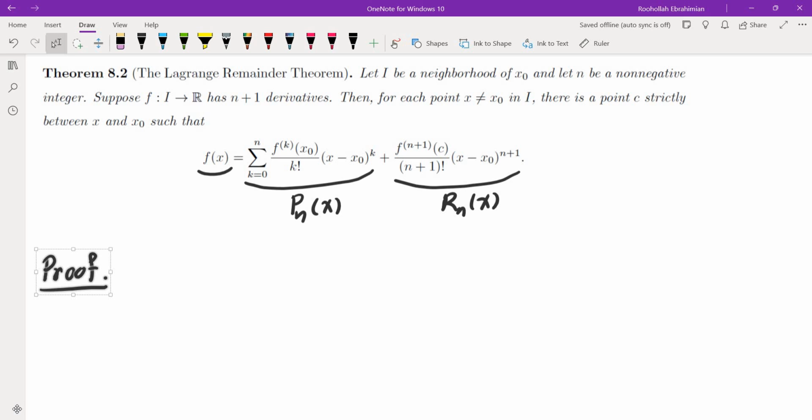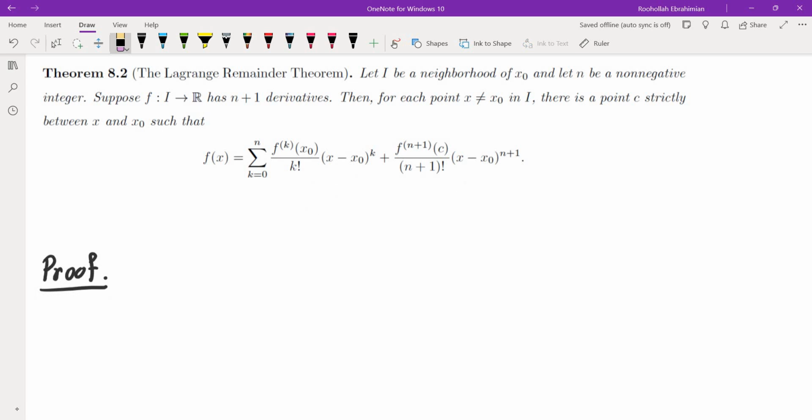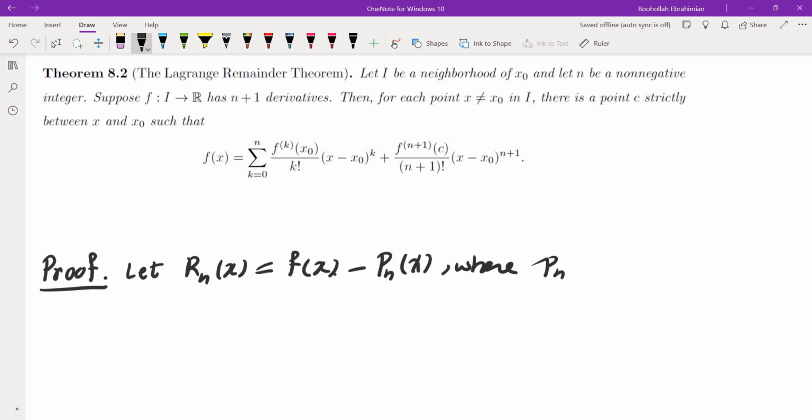This is actually relatively easy to prove. And the way we're going to prove that is by using the theorem that I just reminded you. So let Rn of x be f of x minus Pn of x, where Pn of x is just that Taylor polynomial.